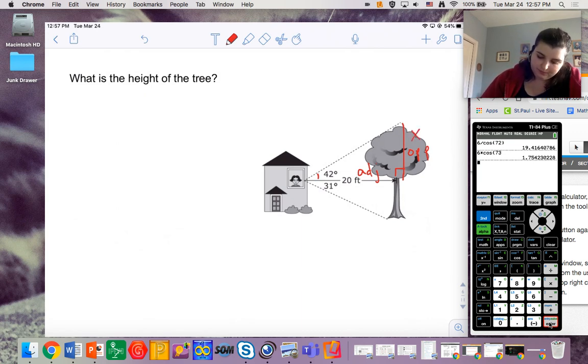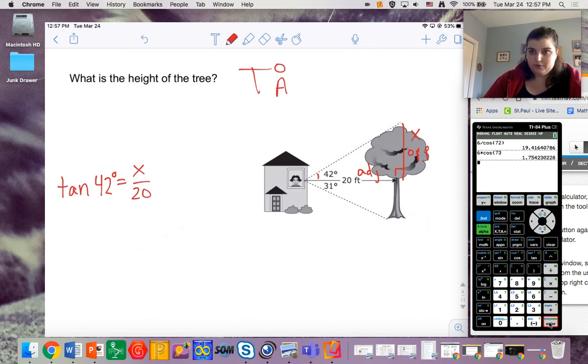So adjacent and opposite, that's going to be tangent. So tangent of 42 degrees. Tangent is TOA, it's opposite over adjacent. So x over 20. Okay. And I'm just going to set up the other one as well.